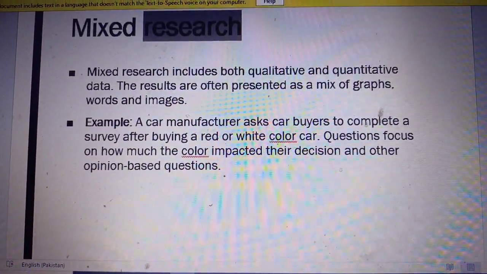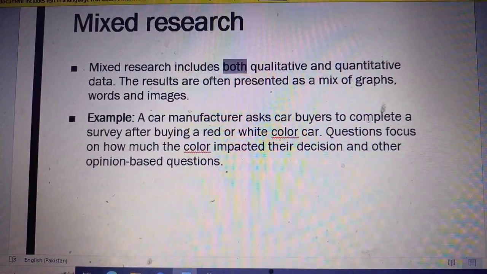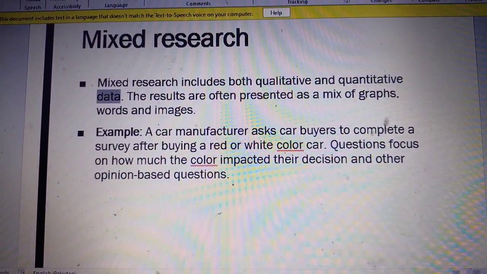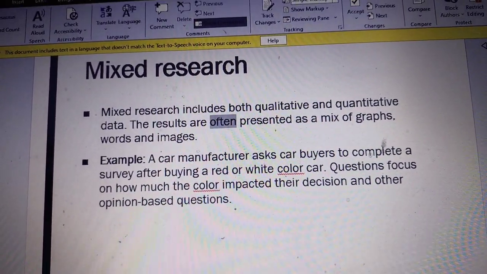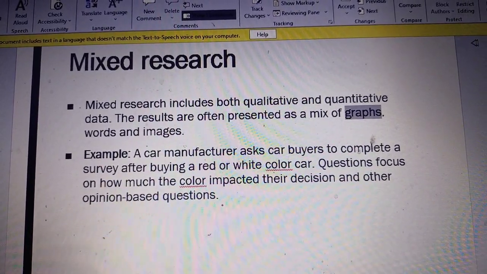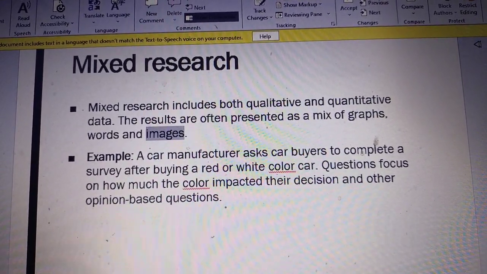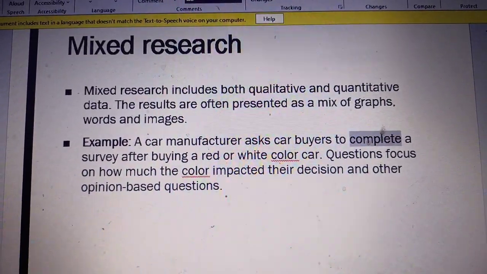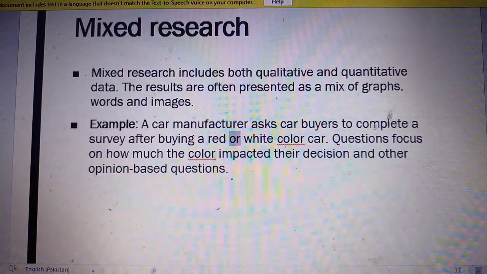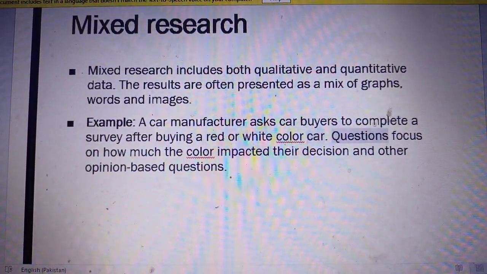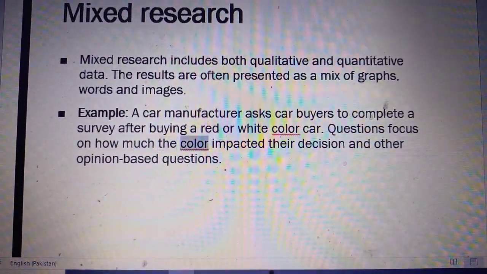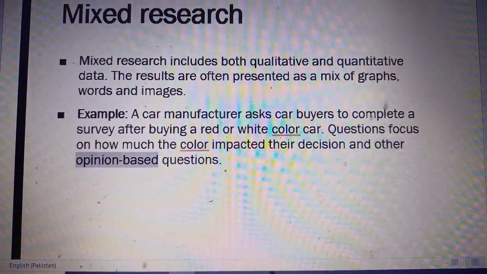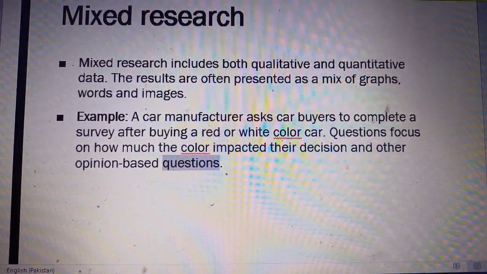Mixed research. Mixed research includes both qualitative and quantitative data. The results are often presented as a mix of graphs, words and images. Example: a car manufacturer asks car buyers to complete a survey after buying a red or white color car. Questions focus on how much the color impacted their decision and other opinion-based questions.